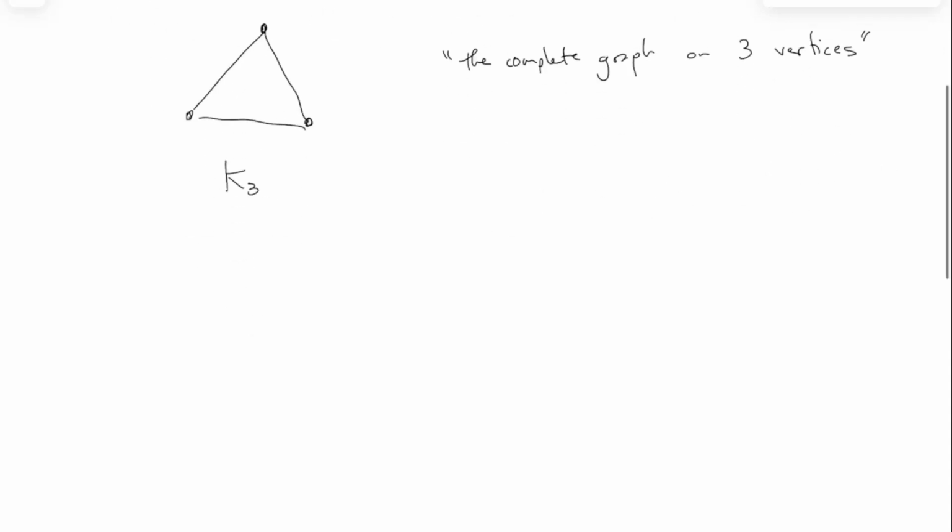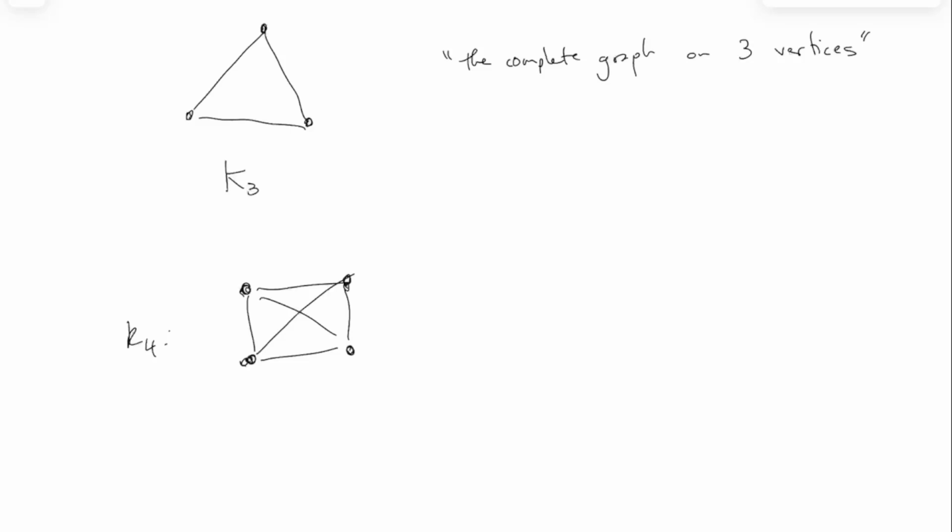All right, the complete graph on 4 vertices, which is called K4, looks like 4 vertices and everything is connected with everything else, which looks like that. So I have the lines crossing there, but there's no vertex in the middle. This is just 4 vertices and every vertex is connected to every other vertex. That's the complete graph on 4 vertices.